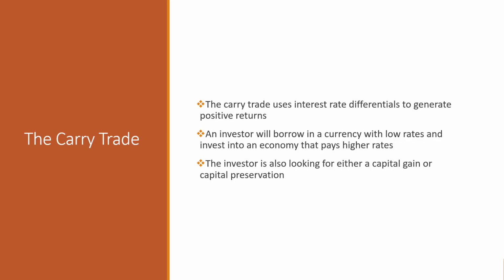Because if it gets weaker, that's pointless, because it means that you make all of these positive returns through the interest rate differentials, but then you lose it because of the fluctuations in the exchange rate. But if the Australian dollar remains around the same level against the Japanese yen, or it gets stronger, then for the investor, that's better. So they are looking for a capital gain or capital preservation in that FX trade, along with collecting the interest rates.